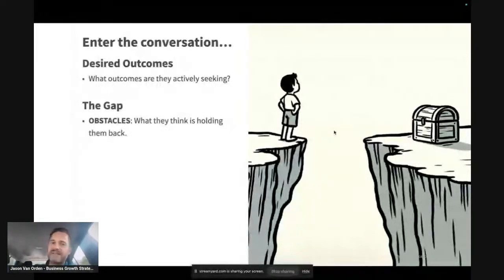We also need to point to where they're at and say, "I know that you feel like this thing is holding you back, and I have a solution to that piece to help you finally move forward." The second O is objections.